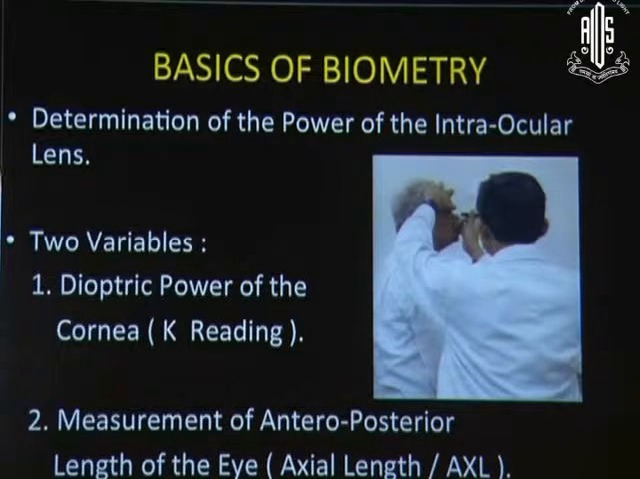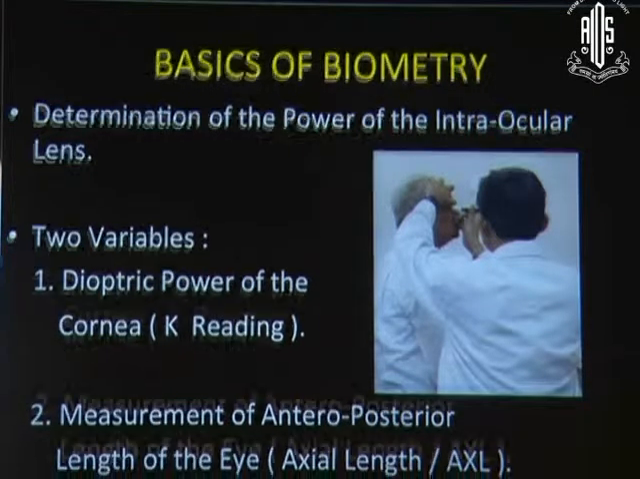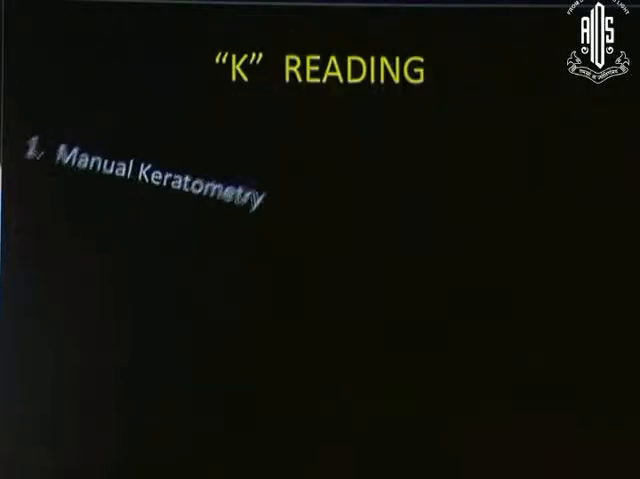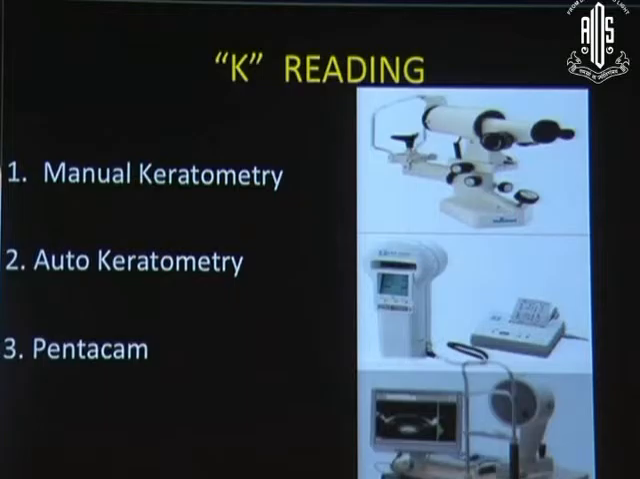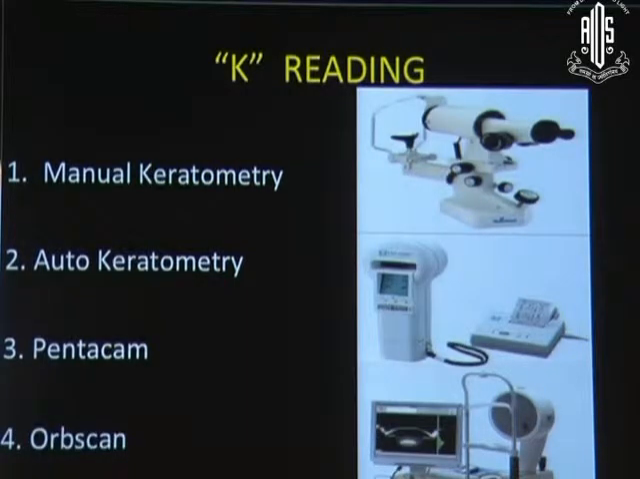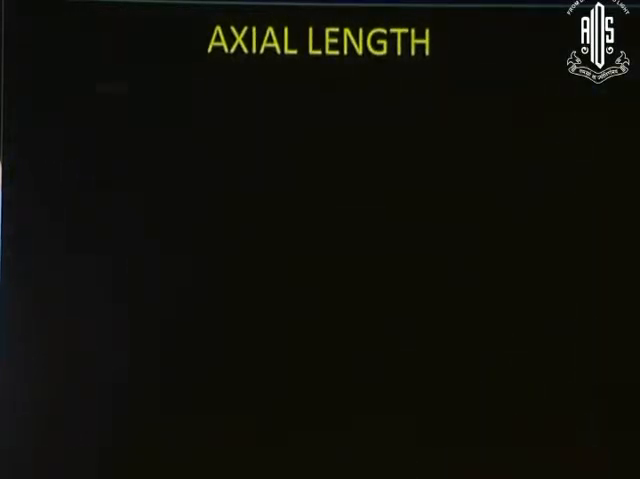Therefore, the basics of biometry, just in a small slide: to calculate the power of the intraocular lens, we have two variables. That's the dioptric power of the cornea and the measurement of the anterior posterior length of the eye. So the K readings are important, and therefore the manual keratometry, the auto keratometry, the Pentacam and the OBSCAN are devices by which you can take your K readings.